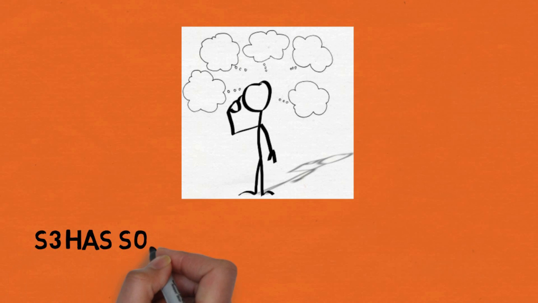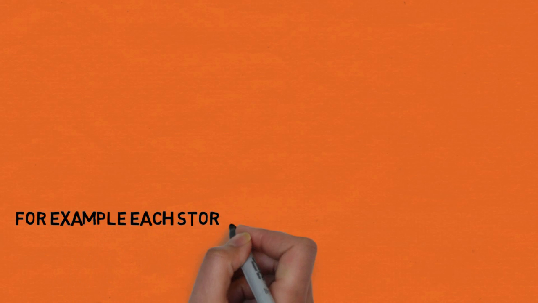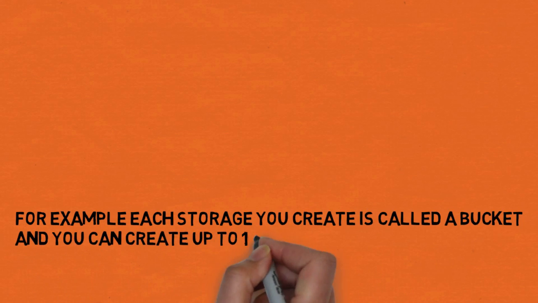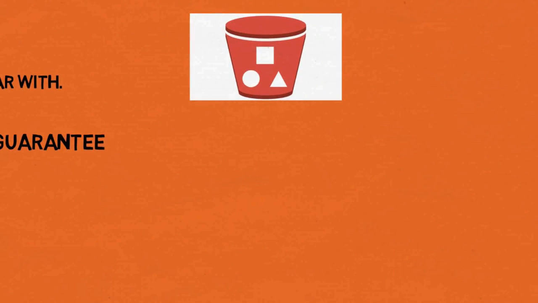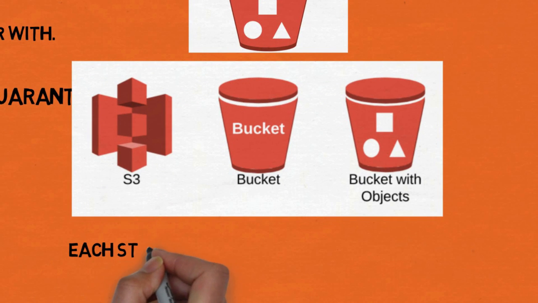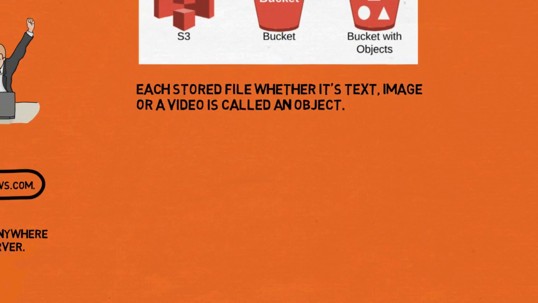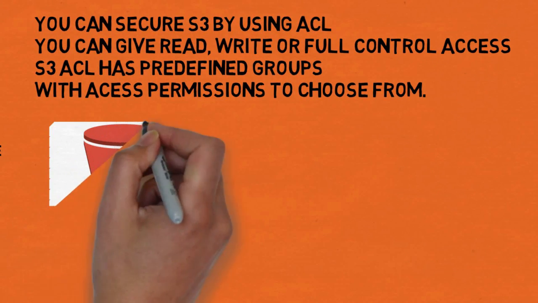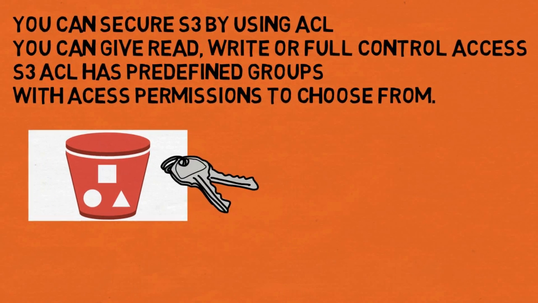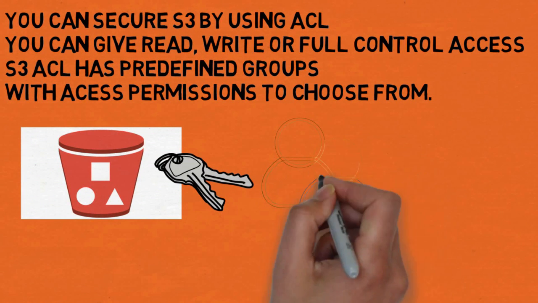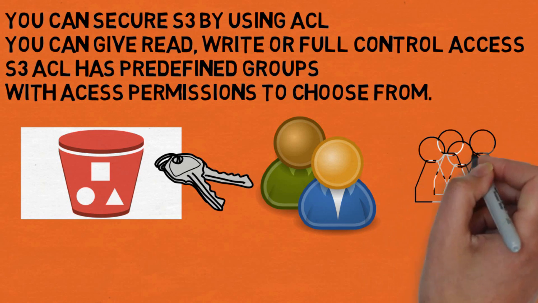S3 has some terminologies which you need to get familiar with. For example, each storage you create is called a bucket, and you can create up to 100 buckets per AWS account. Each stored file, whether it's text, image, or video, is called an object. You can secure S3 by using ACL. You can give read, write, or full control access. Also, S3 ACL has predefined groups with access permissions to choose from.